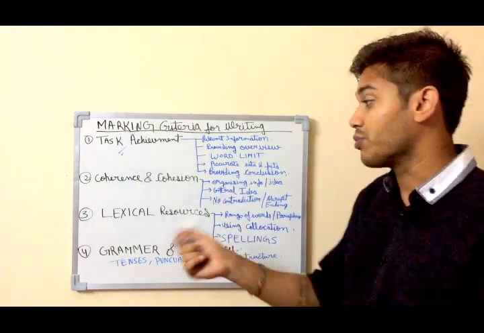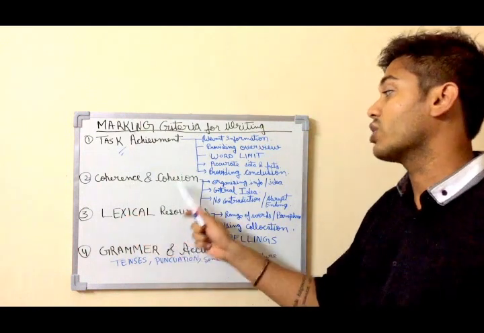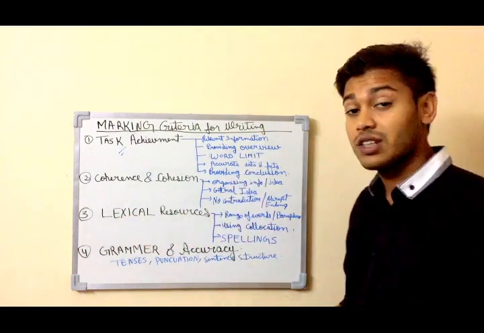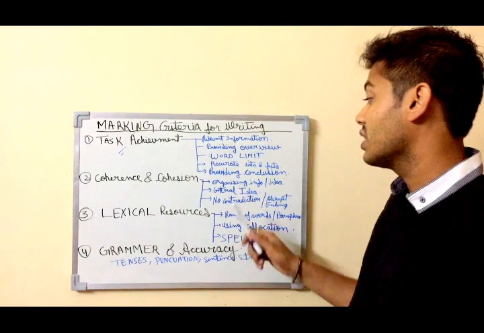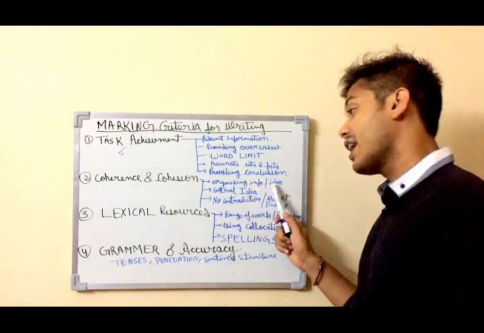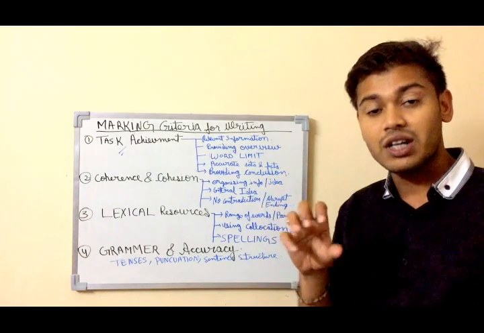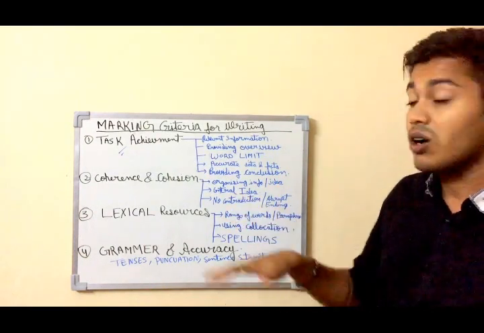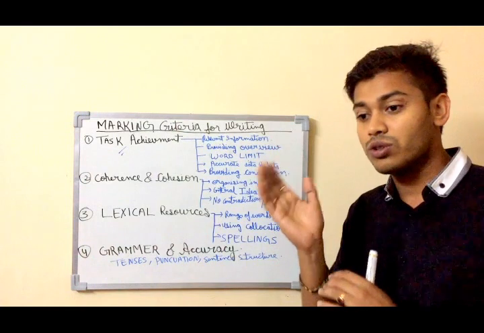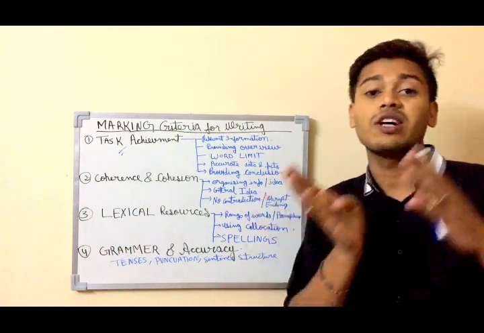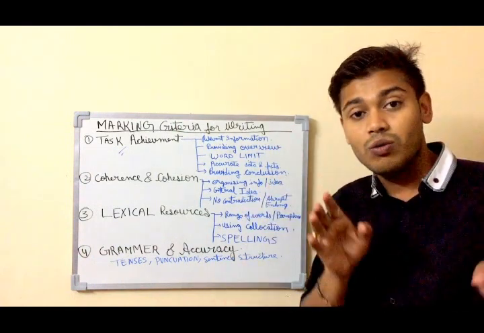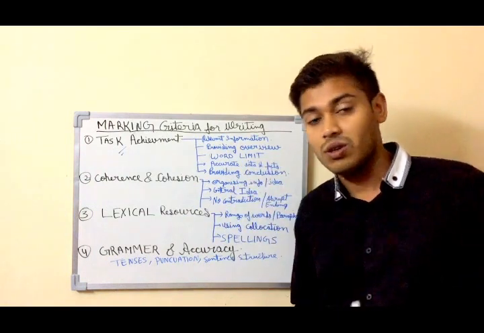Then comes the second point, coherence and cohesion. So what is coherence and cohesion? This involves organizing information and ideas. The ideas which you are thinking, the information which you are taking out, needs to be organized. You should know which things to write first, and which things to write last.